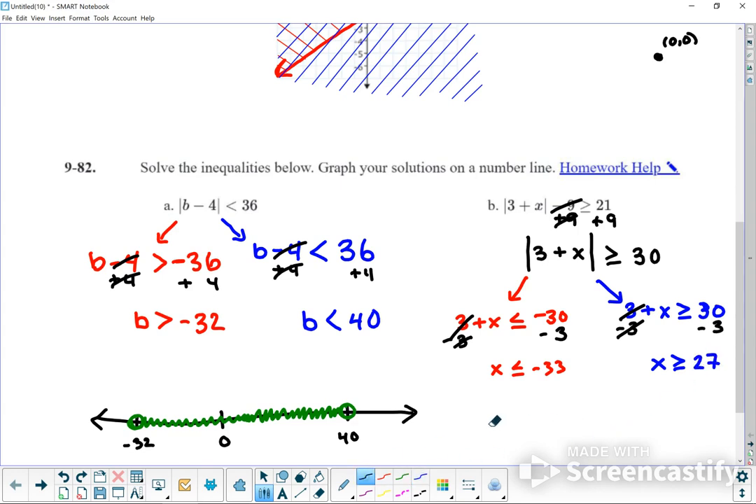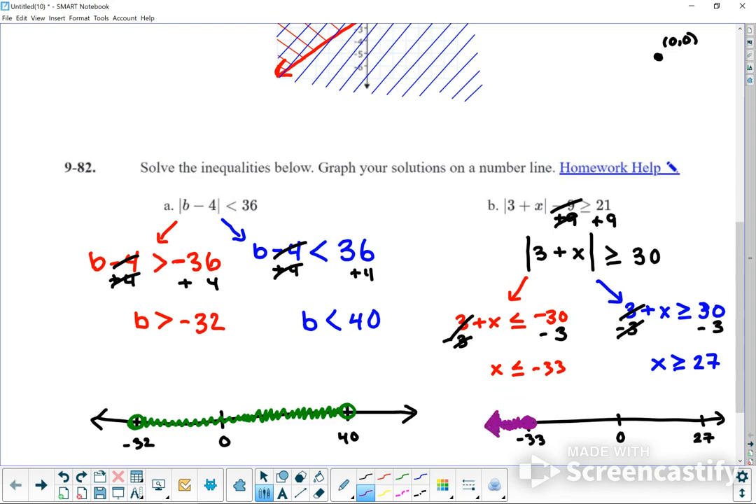And again, you're going to go ahead and graph this. So this goes all the way from negative 33. Let's say 0 is in the middle here somewhere, and we have negative 33 over here, and we have 27 over here. You see this little underline in purple? That means that when you draw your circle, you're going to shade it in, and we want everything to the left of that.